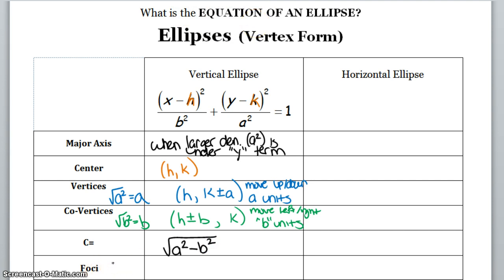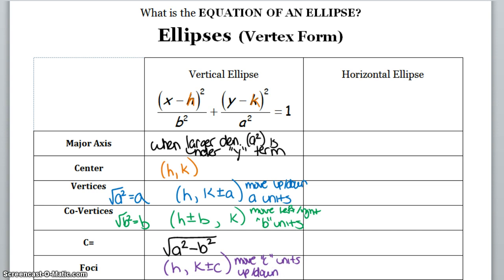Remember, the foci are on the major axis. So if we're vertical, I again need to move from my center, c units, vertically. So I need to add and subtract it to the k value. So again, I want to move c units up and down if we're vertical.